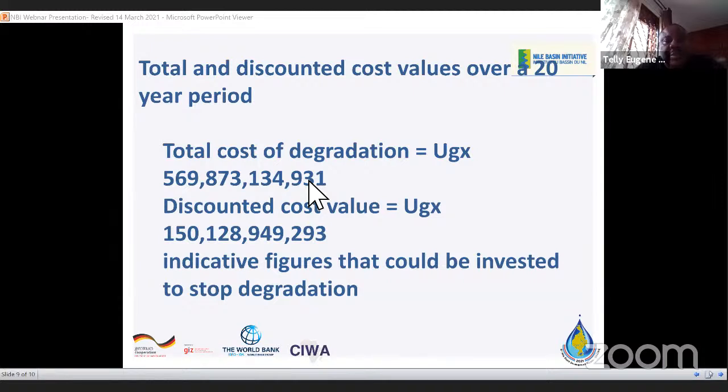Apparently, this study was supposed to be put into a process of developing a wetland management plan, and it gives here a kind of scope of how much money we'll be talking about in terms of really recovering the amount of loss that we are incurring.